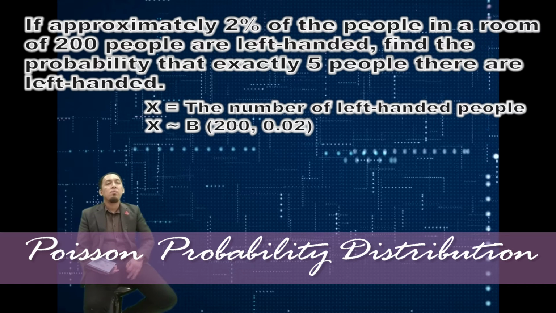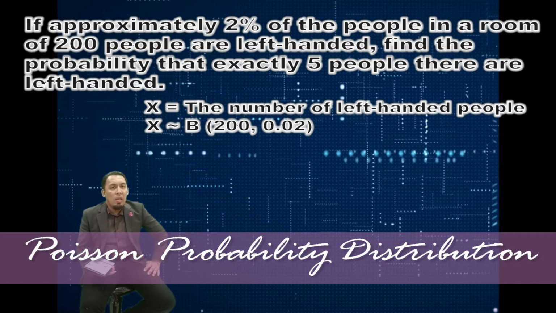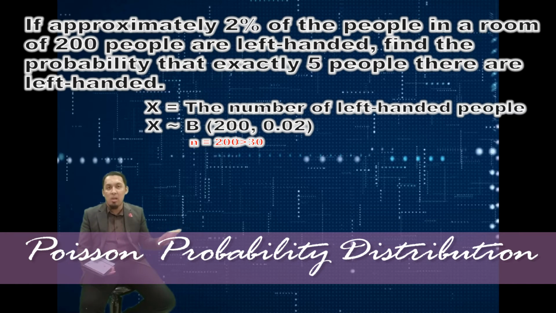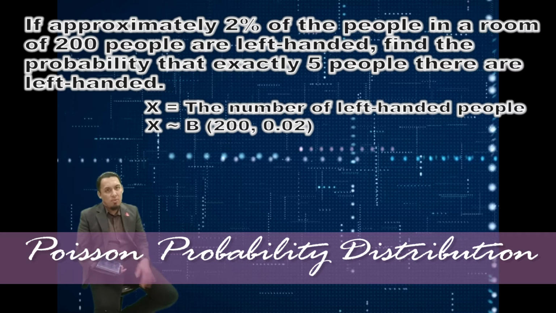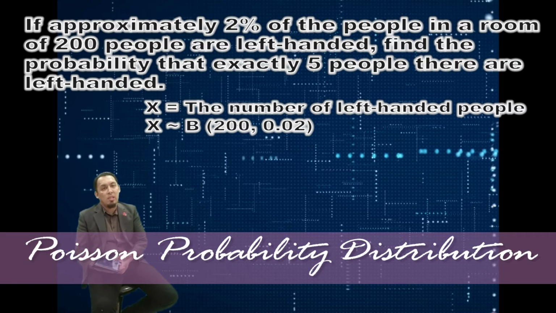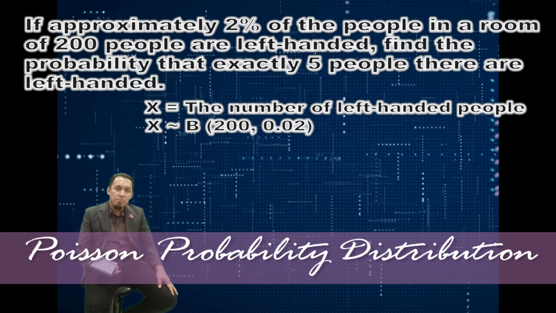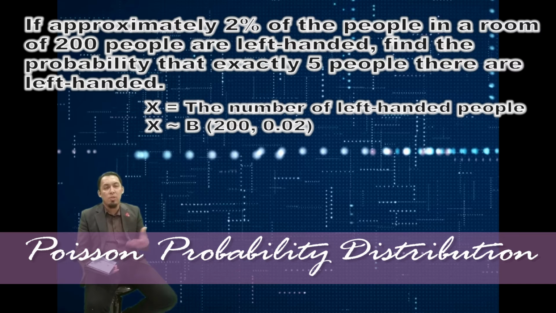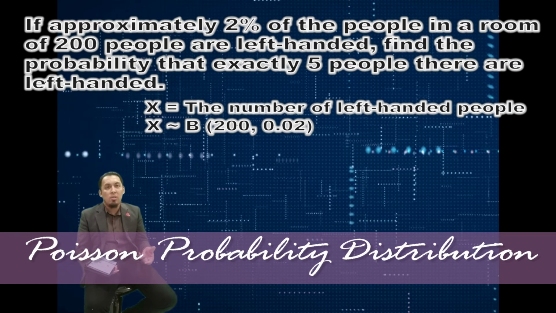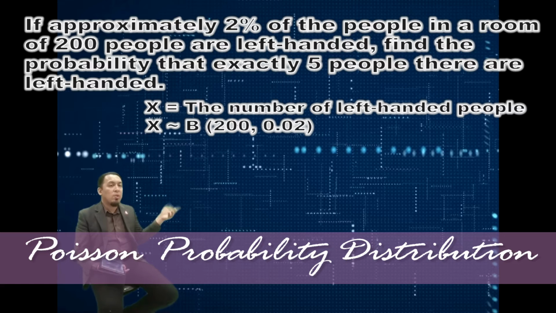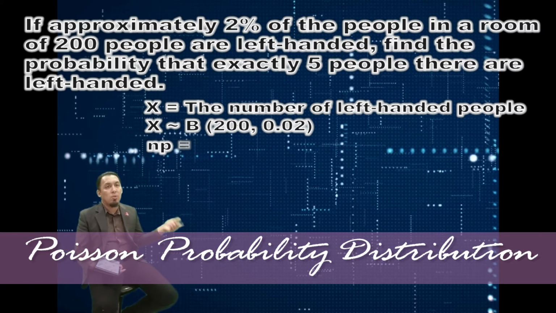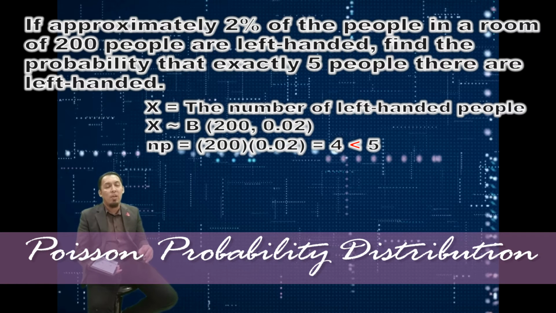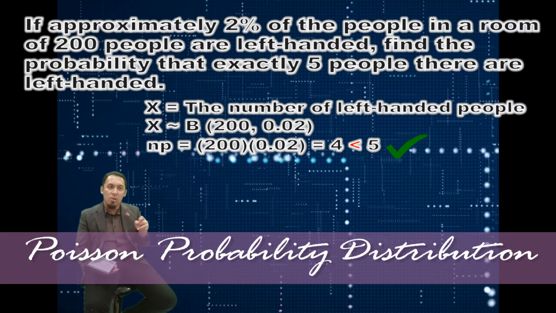Now, the n seems large, more than 30 is of course large, and the p seems quite small, less than 10%. Does this question qualify for us to use Poisson? Let's check. Let's try to find the lambda, or n times p. 200 times 0.02 gives us 4, which is actually less than 5. So we can use Poisson.